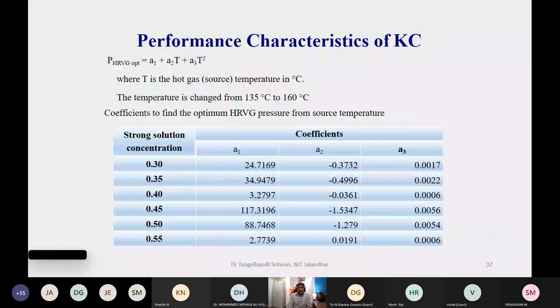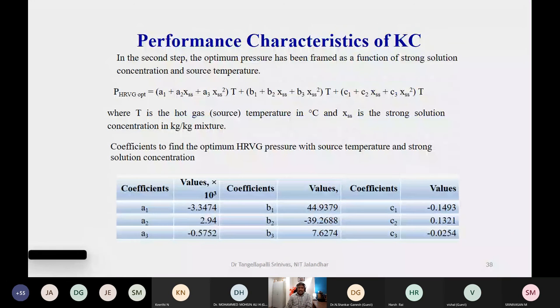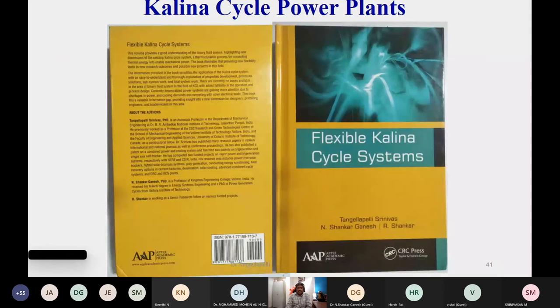In this binary fluid system, the optimum pressure is a function of temperature as well as the solution concentration. Earlier, for a steam boiler, we could calculate the optimum pressure by substituting the temperature. But here, in addition to the source temperature, we also need to supply the solution. According to this developed coefficient, without repeating this optimization process, we can calculate the optimum boiler pressure.